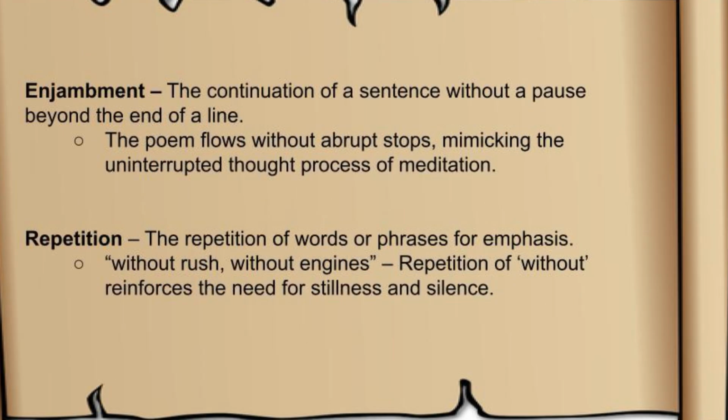So, the next is enjambment. Here, also in the poem, you can see that there is a continuous flow of thoughts. So, it's an example of enjambment. And next one is repetition, when words are repeated. So, without rush, without engines. The word without is repeated, so it's an example of repetition.